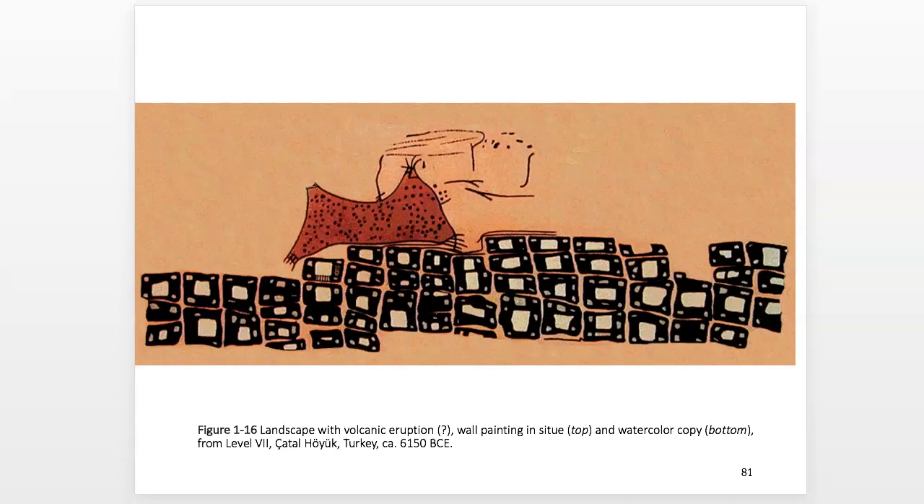This is the first landscape. It's actually a watercolor copy of the first landscape. Based on what we've seen of the town and the mountain behind it, we think these dots and squares are the village, the houses, and this would be the mountain, and there's some type of volcanic eruption. The mountain is actually still there, it's a volcano in the area, and you can see it from the site. It could be a specific event, but the thought is that maybe it's more like a depiction of an ongoing phenomenon of volcanic activity.